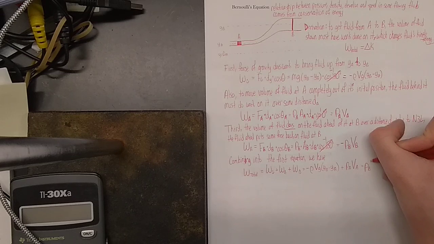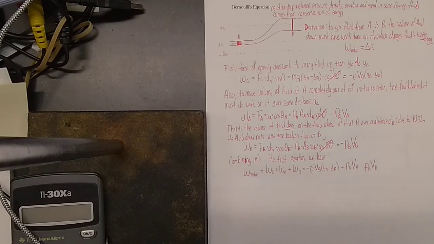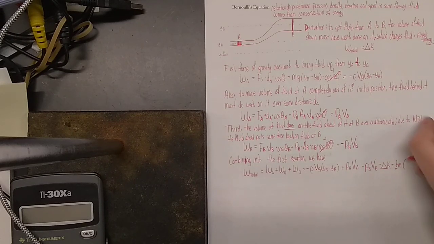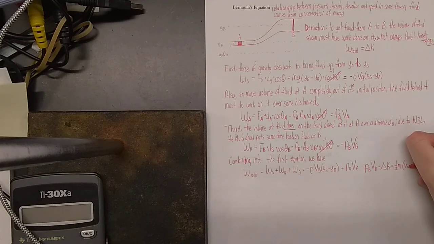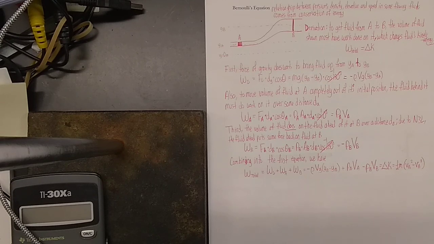Minus PB VB equals delta K, which equals 1/2 times the mass of the fluid, the change in speed, times, since we're doing delta K, it's the difference in kinetic energy between the beginning and the end, and we know kinetic energy is 1/2 mv squared. So taking the 1/2 from both terms, we're left with this, VB squared minus VA squared. And a couple more algebraic steps.